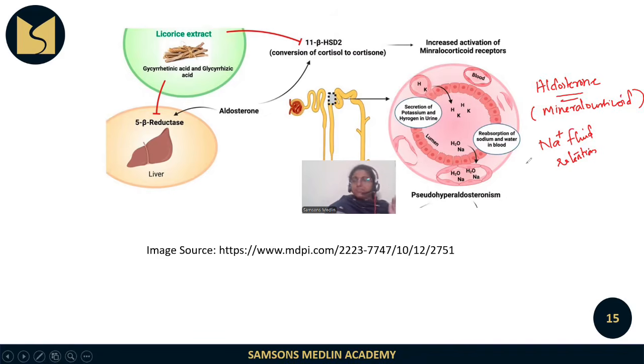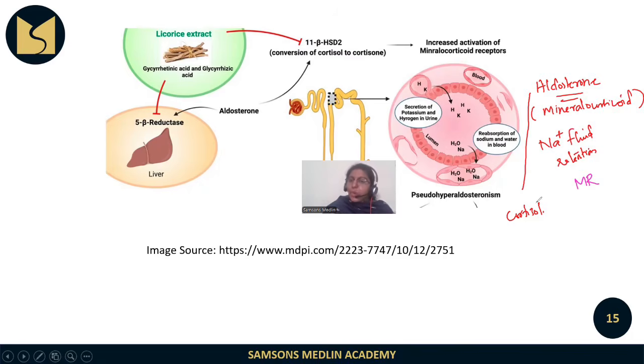Okay, now similar to aldosterone, cortisol is also present in our body. Cortisol also has similar actions as aldosterone. Now we know that aldosterone causes sodium and fluid retention by binding to the mineralocorticoid receptor.